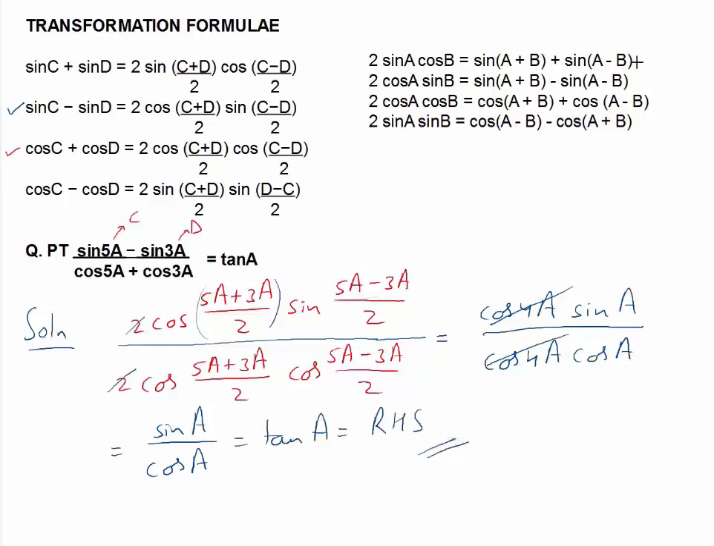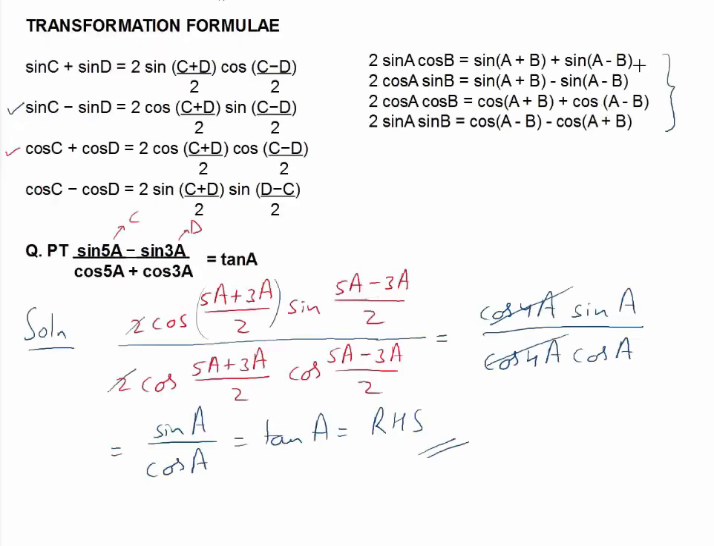Now let's see a question using these formulas. So we need to prove that this is equal to tan 2 theta. So if you realize, this looks like it is of the form sine cos minus cos sine, but the angles are changing. So we cannot apply that formula. So we will think of using these formulas.